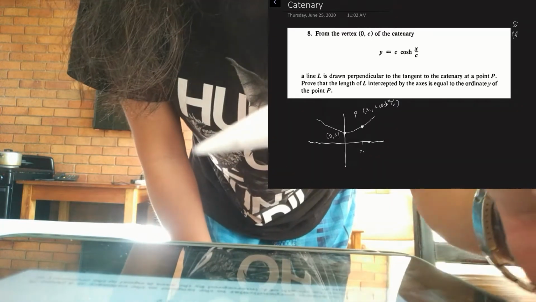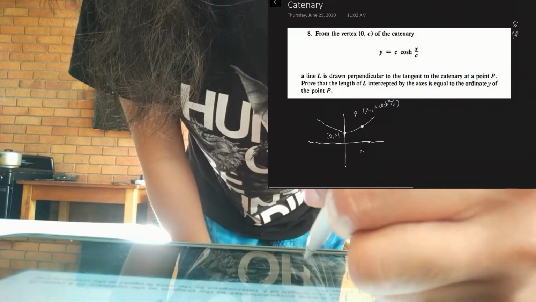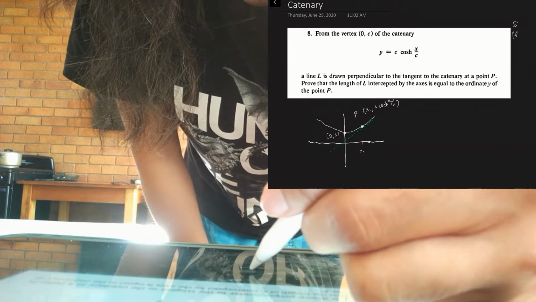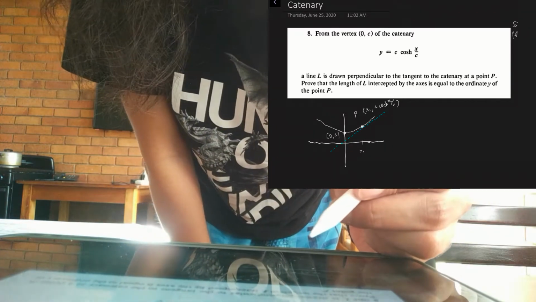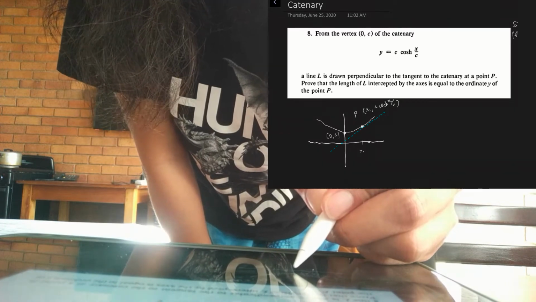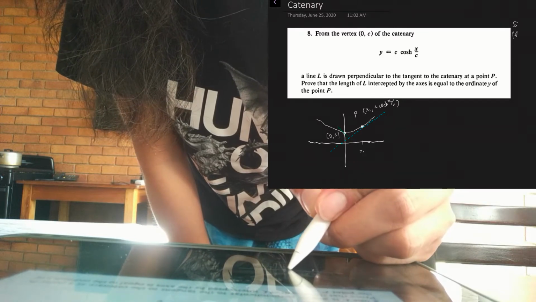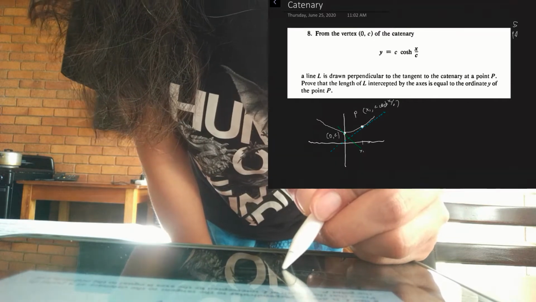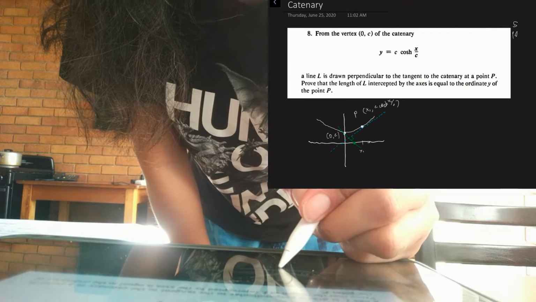Okay, and then we take the line tangent to that point. Let me change the color of my ink here. So this line is tangent to the point P. Then what we do next is draw a line through the vertex 0, c, perpendicular to the tangent, so perpendicular to this blue line, something like this. Does it look perpendicular to you? But you want this to be perpendicular, and then we get its intersection on the x-axis.